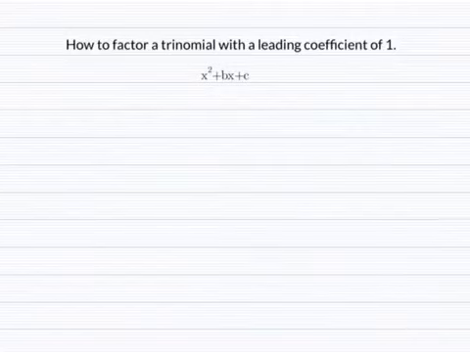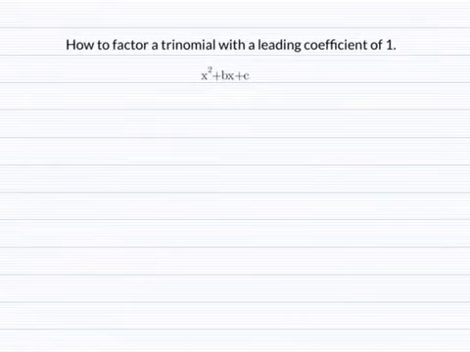Alright, this video is going to be about how to factor a trinomial when the leading coefficient is 1, meaning there is nothing in front of x squared, or you can factor everything out of the whole trinomial and you're left with a 1 in front of the x squared group. I want to go over the steps first and then we will try a couple examples.